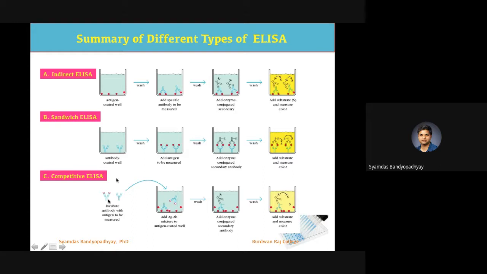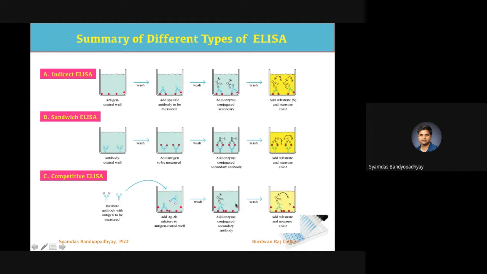This is, as I said, one of the most complex types of ELISA that is used in the laboratory, right? Here you incubate antibody with the antigens to be measured. So this is the antigen-antibody complex that you add onto the wells of the microtiter plate, where these labeled antibodies are present. Now what happens is that these labeled antibodies can be replaced by the unlabeled antigen.